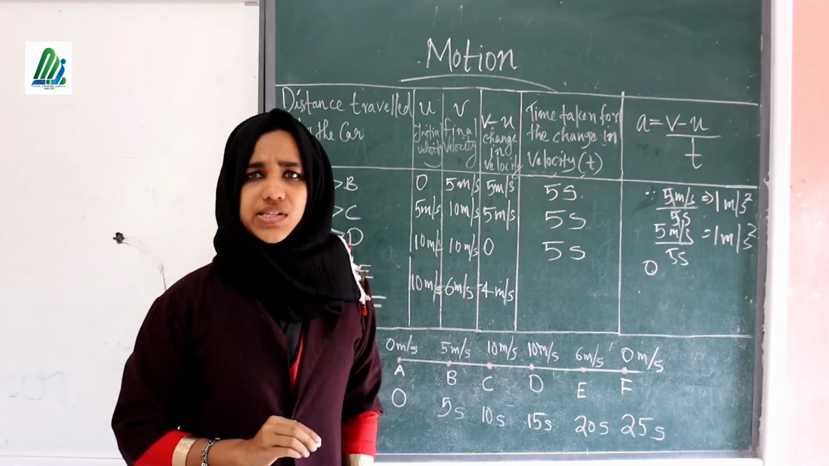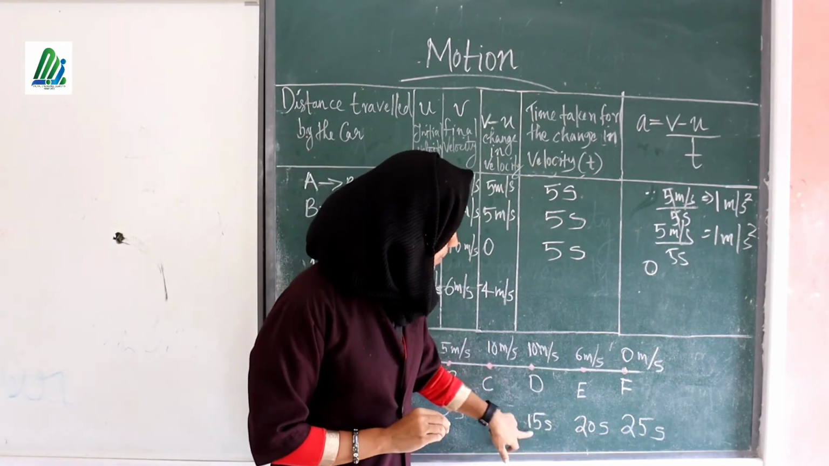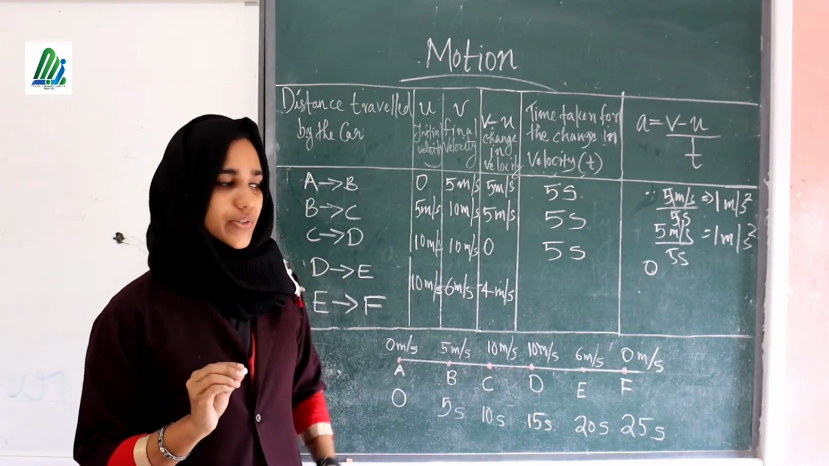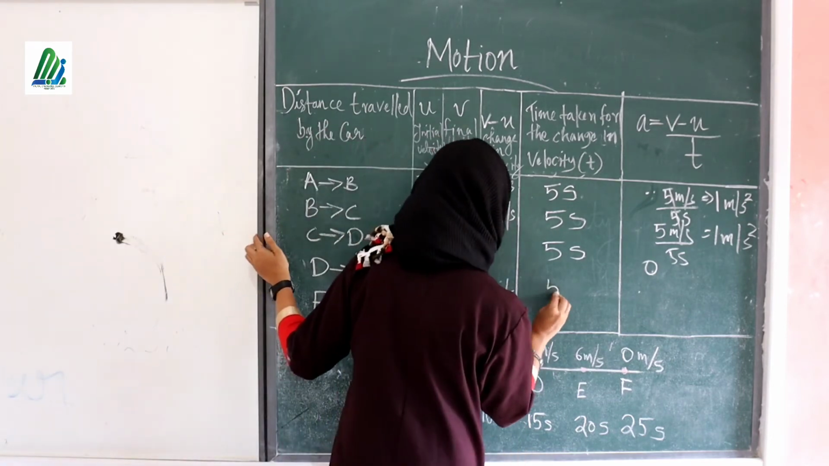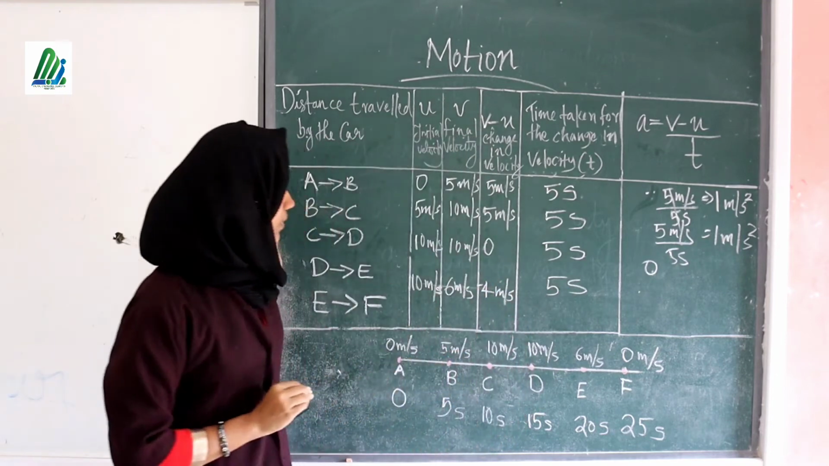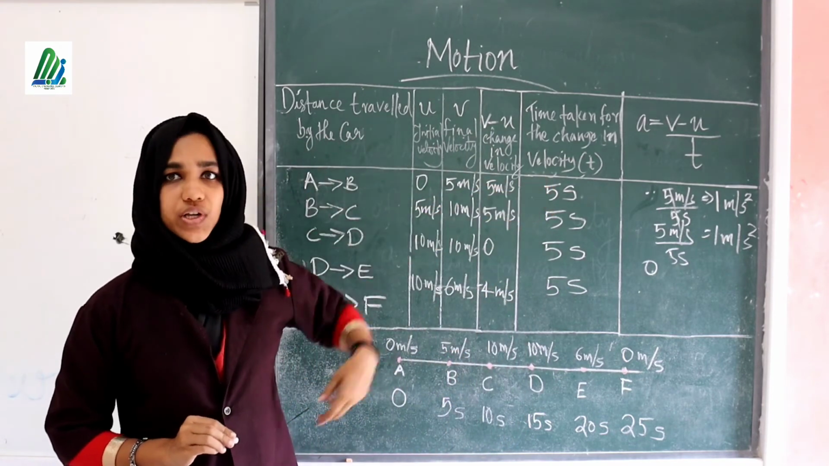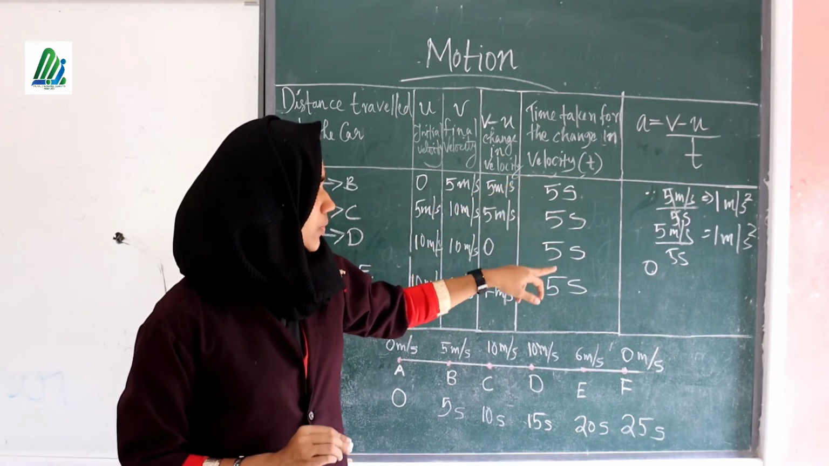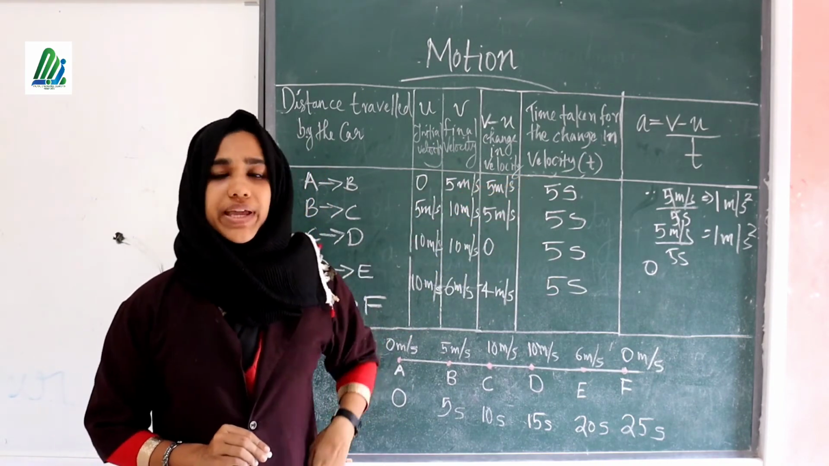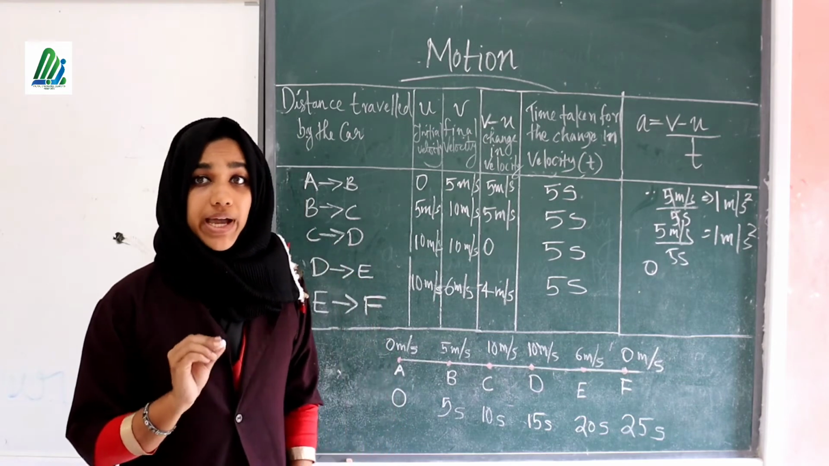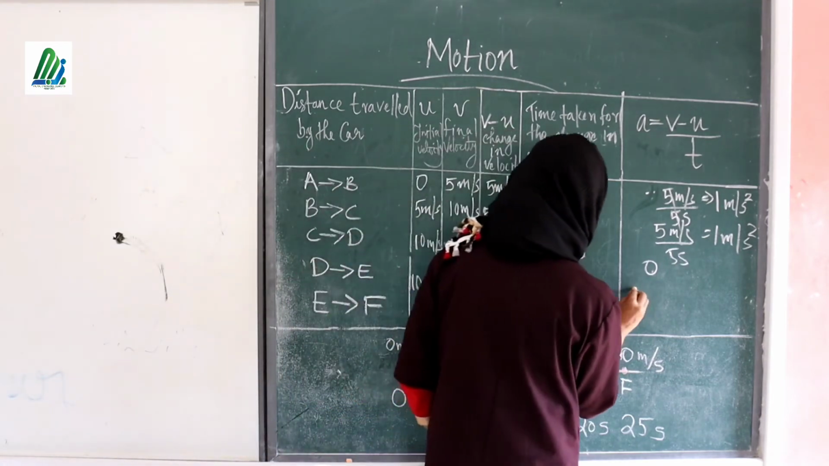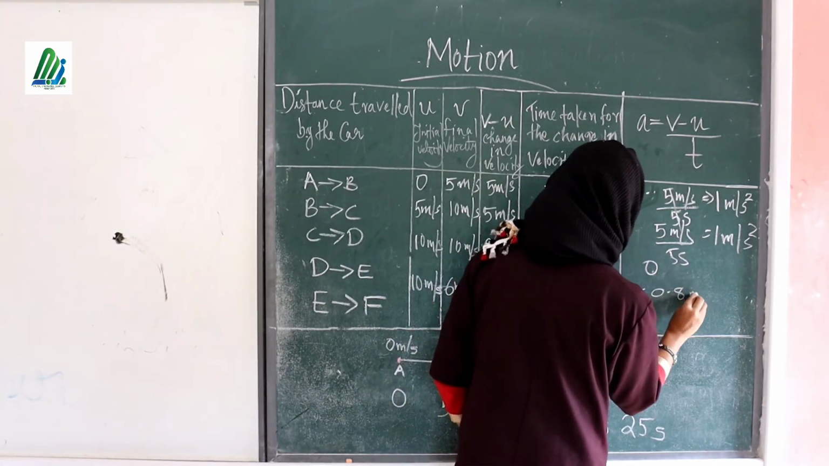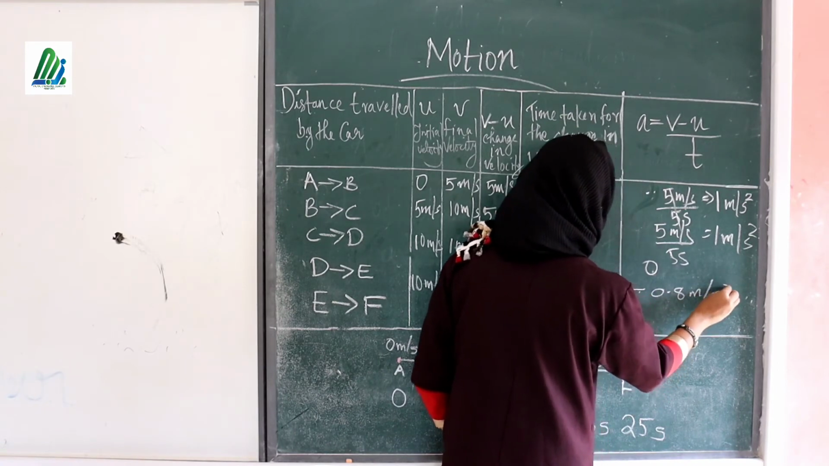Then the time taken is how much given here? That is 20 seconds minus 15 seconds. Then we will get 5 seconds. So we want to find a is equal to v minus u by t. When putting these values in v minus u by t, we will get minus 0.8 meter per second square.